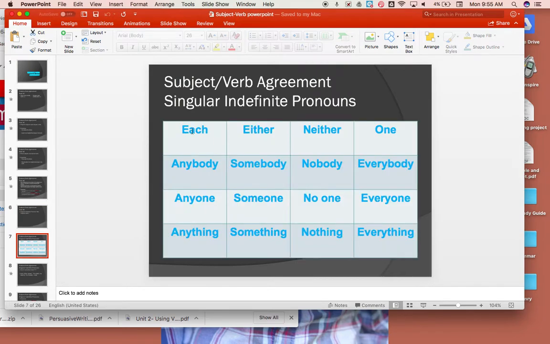Here are all of the singular indefinite pronouns. If you do not have this chart, you need to type it. You're not going to have to list these on your test, but you're going to have to know them to be able to pick the correct verb. So I like the way they set these up.